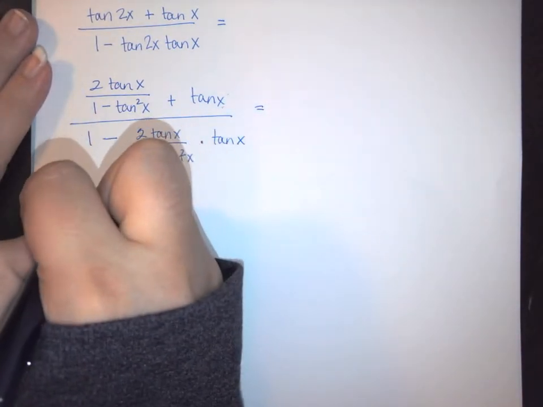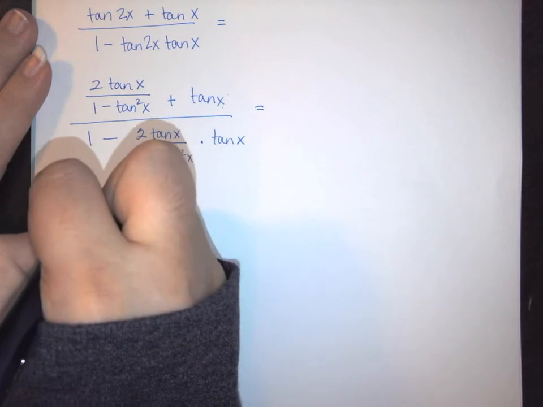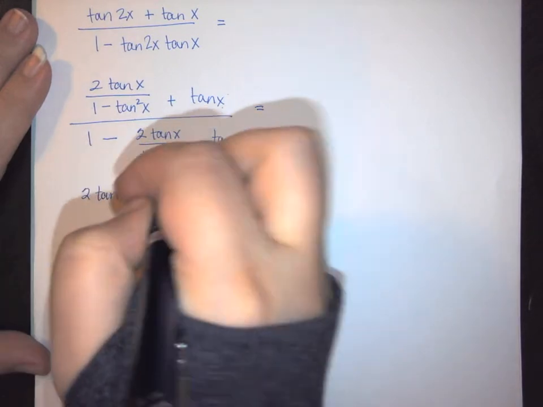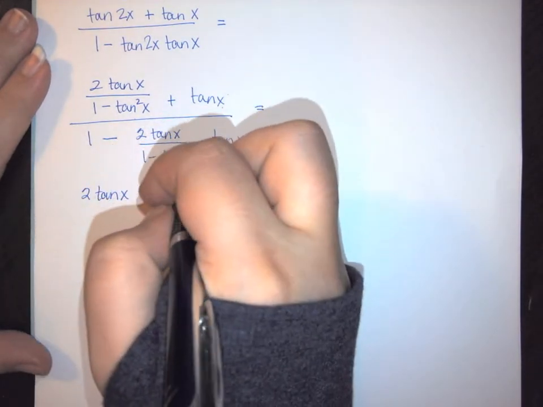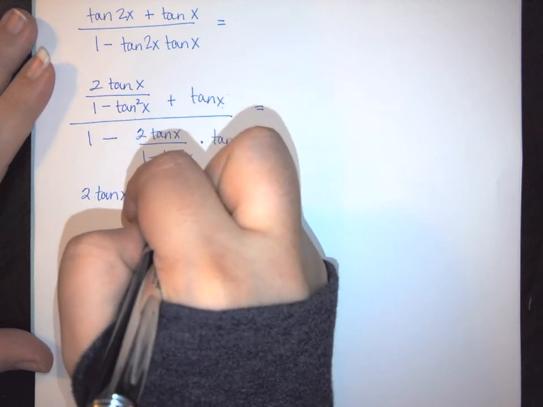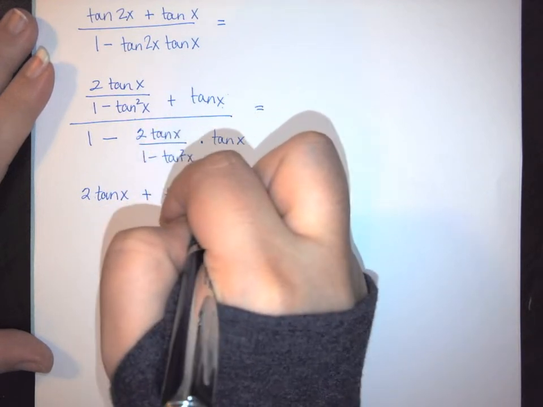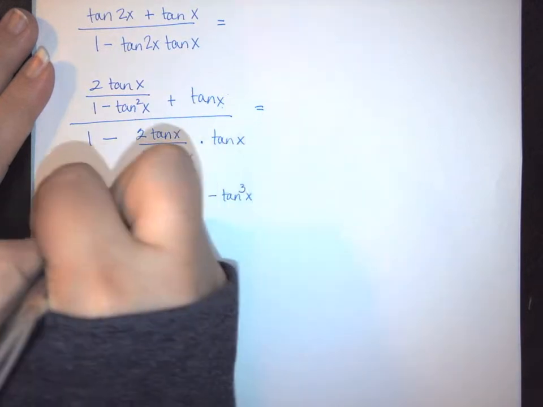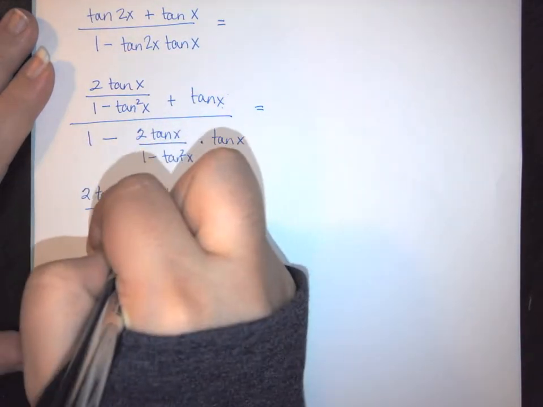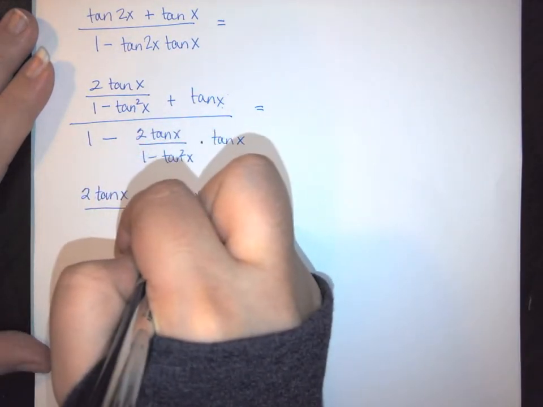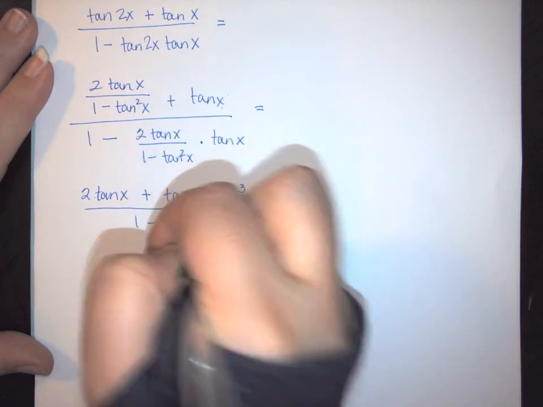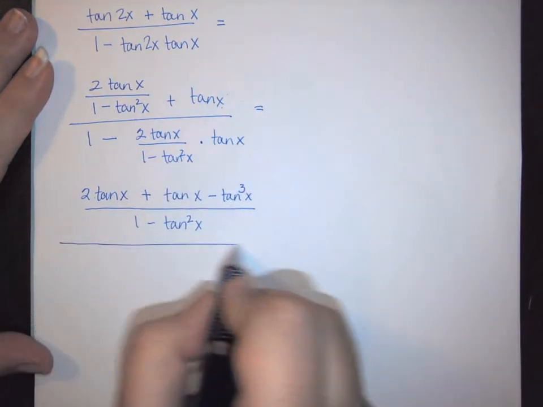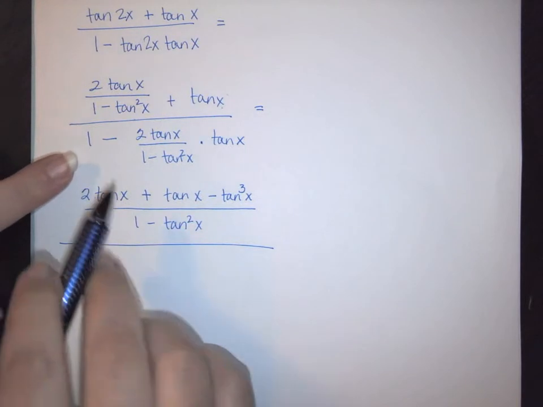So when I combine, I get 2 tangent of x plus, this is then going to be the tangent of x minus the tangent cubed of x, and this is over 1 minus my tangent squared, and the whole thing is over my denominator. So let's look at this denominator here.